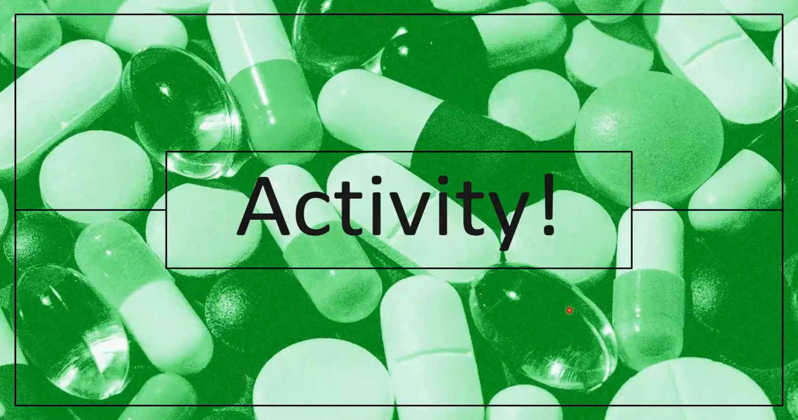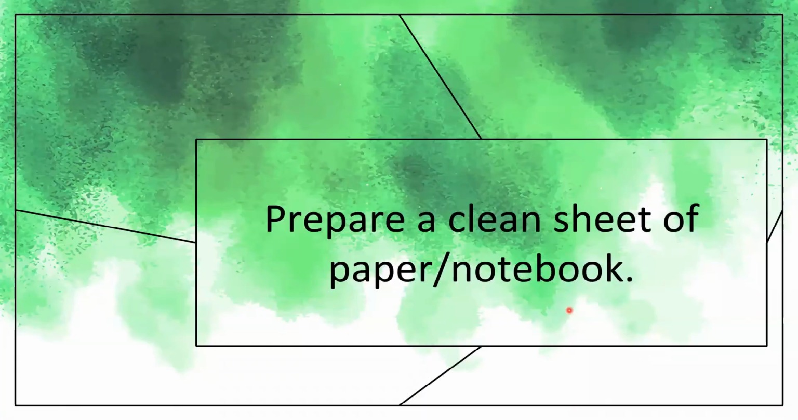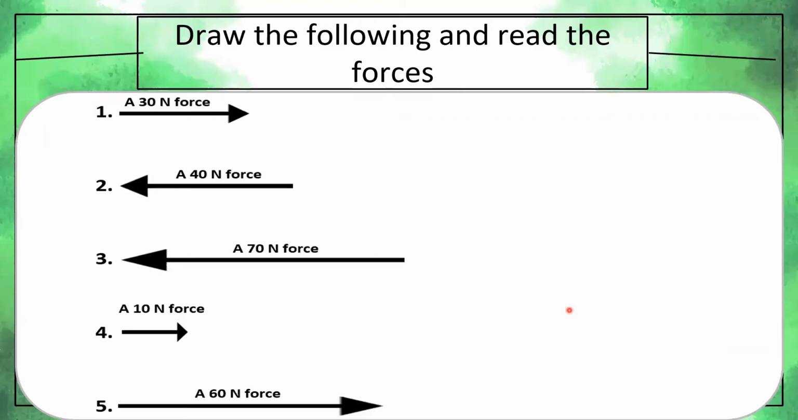Okay, for your activity, you prepare a clean sheet of paper or a notebook and then you have to draw the following and read the forces. We have 5 forces here. Number 1, a 30 Newton force. Number 2, 40 Newton force. Number 3, a 70 Newton force. Number 4, a 10 Newton force. And number 5, a 60 Newton force.